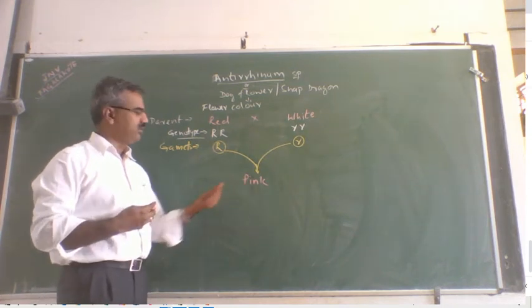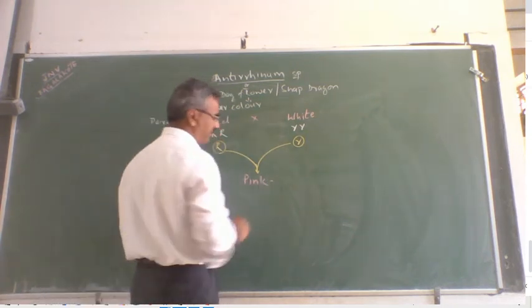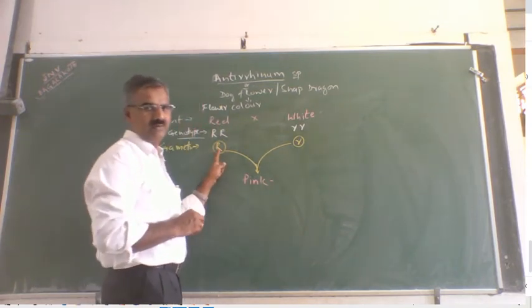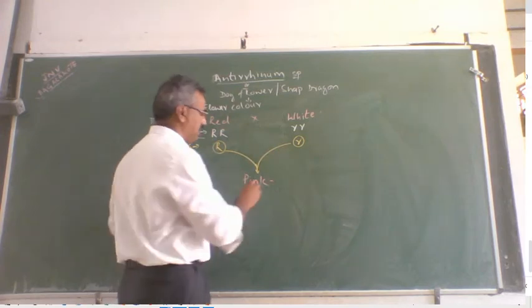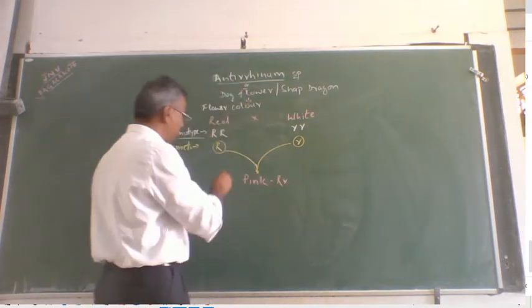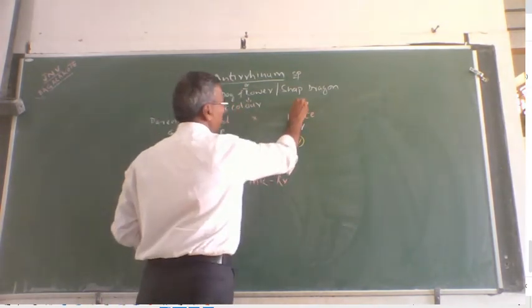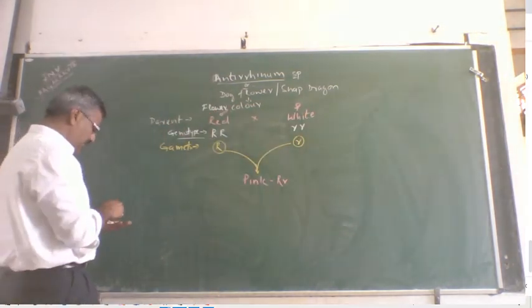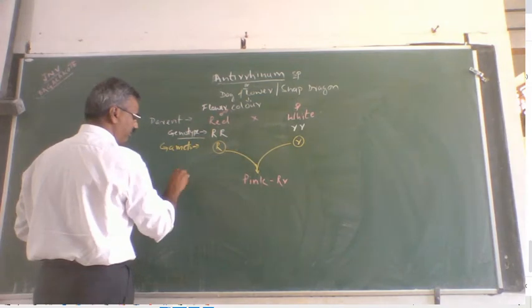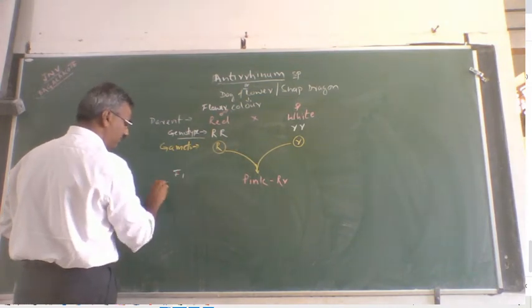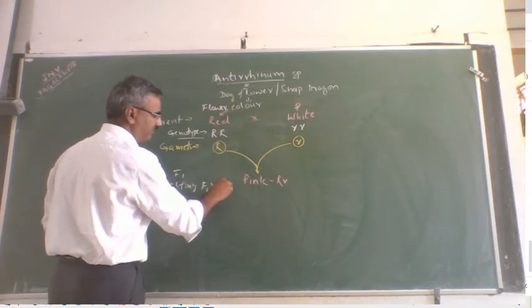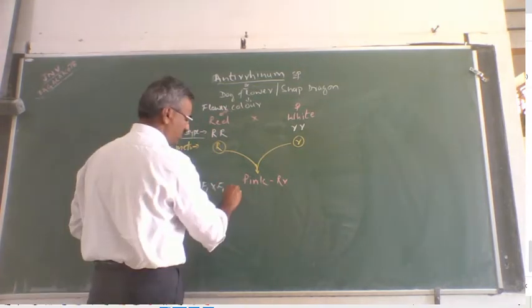What should be the genotype of this? Capital R, small r. It should be capital R, one gamete from the male and another from the female here. So capital R, small r. I can write male and also female in this. Then this is what they got in F1. Then the selfing was done. F1 crossed with F1.